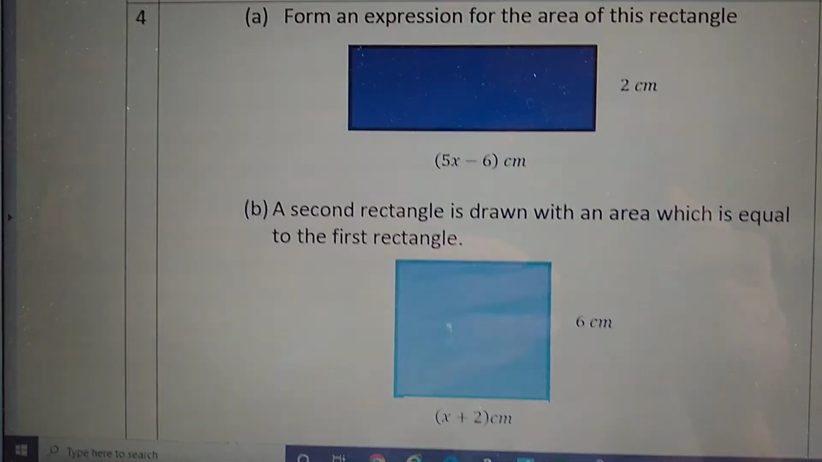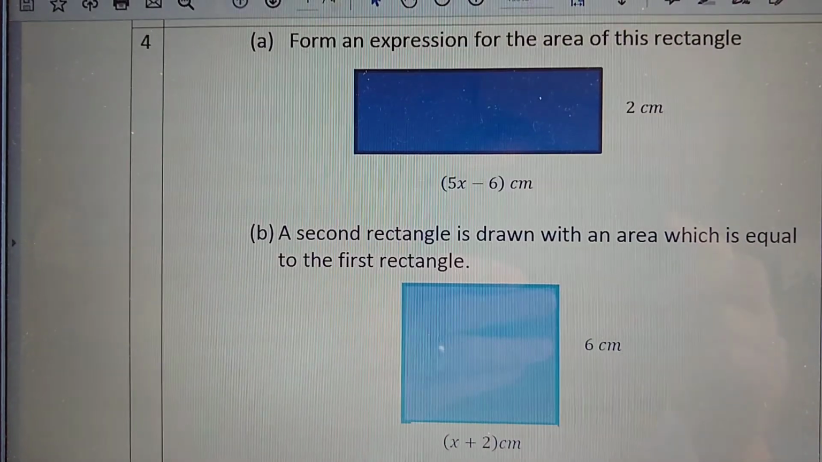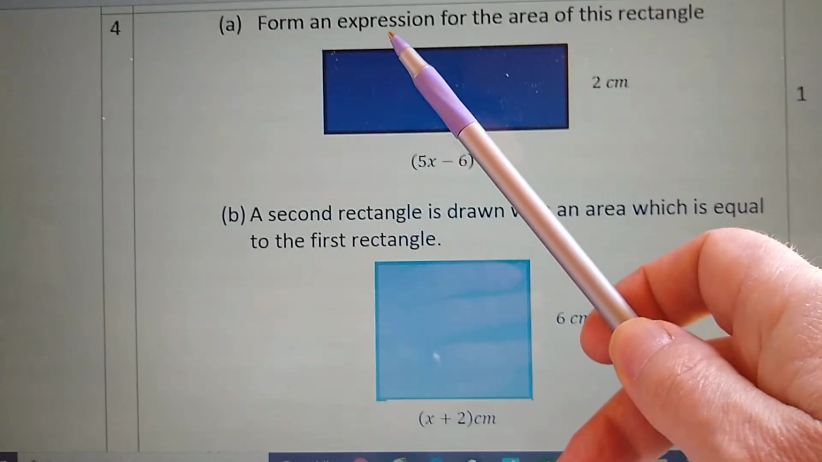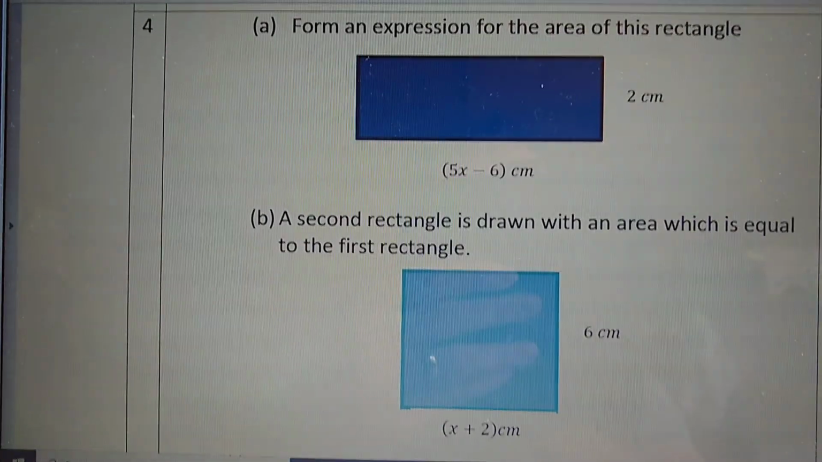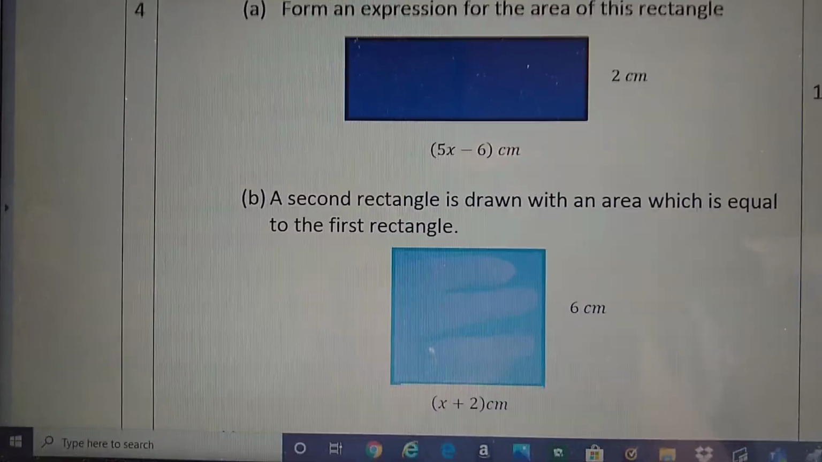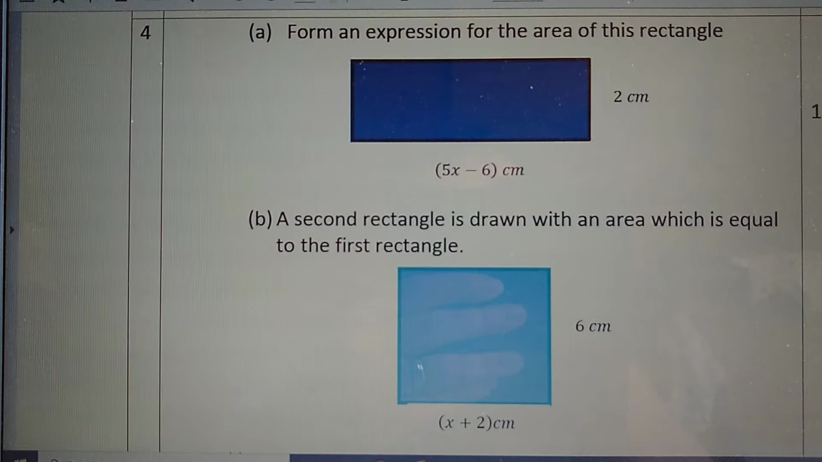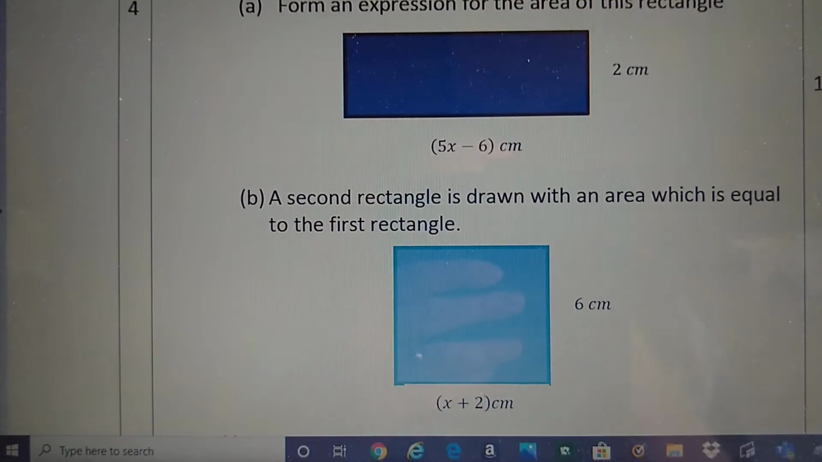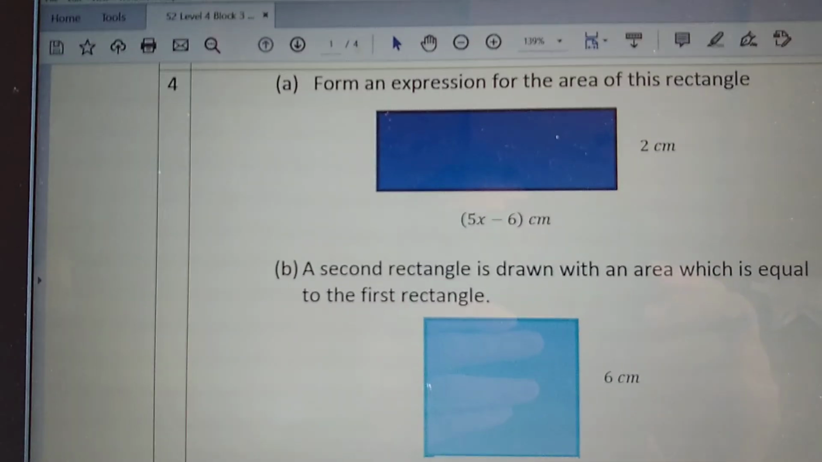Part A, form an equation for the area of this rectangle. Well, how do you find the area of a rectangle? That is length times breadth. Form an expression. What that is telling us is that there's going to be an x in the answer. So we're not going to get a nice answer like 27 centimeters squared or 15 centimeters squared. We might get something like 5x plus 3 or 27x minus 15. Okay. But we'll find an area of a rectangle by doing length times breadth.